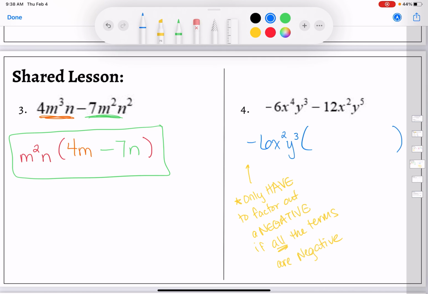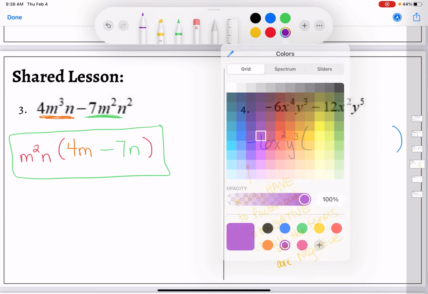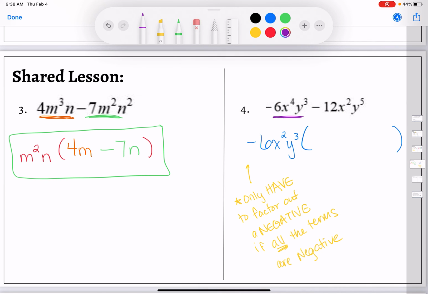All right, and then I am going to write down what would I have to multiply by to get back to my original, right? So what would I have to multiply negative 6x squared y to the third by to get negative 6x to the fourth y to the third? All right, well, I already have the negative 6. I need 2 more x's, so I'd have x to the second that I'd have to multiply by to get to x to the fourth. But I already have the y to the third. All I have to multiply by is x squared to get up to that negative 6x to the fourth y to the third. How about my second term?